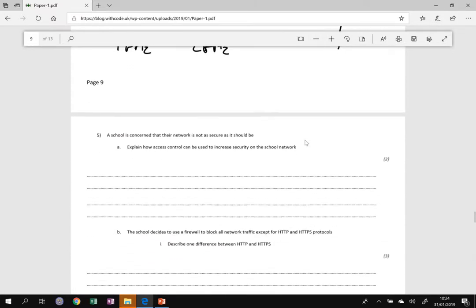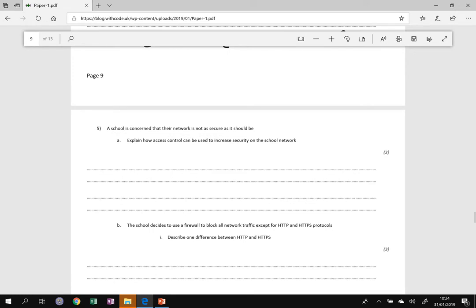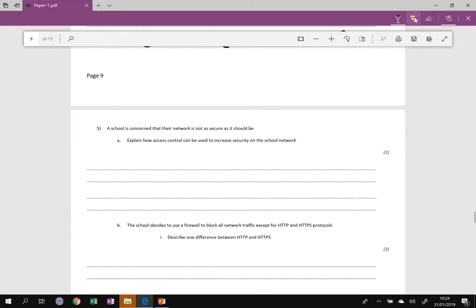We're also going to introduce the keywords for the next part. Question 5a says a school is concerned that their network might not be as secure as it should be. It's 2 marks for explaining how access control can be used to increase security on the school network. So you need to have a look at the keyword activities for access control and then make 2 points about how that can be used to increase security. Okay, hope that's been helpful, and we'll go through how to get to the answers in the next video.